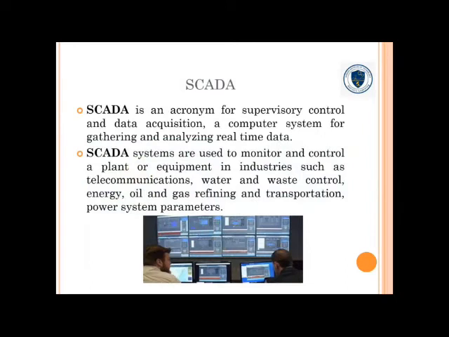SCADA. SCADA is an acronym for Supervisory Control and Data Acquisition. A computer system for gathering and analyzing real-time data. SCADA systems are used to monitor and control a plant or equipment in industries such as telecommunications, water and waste control, energy, oil and gas refining, and transportation and power system parameters.